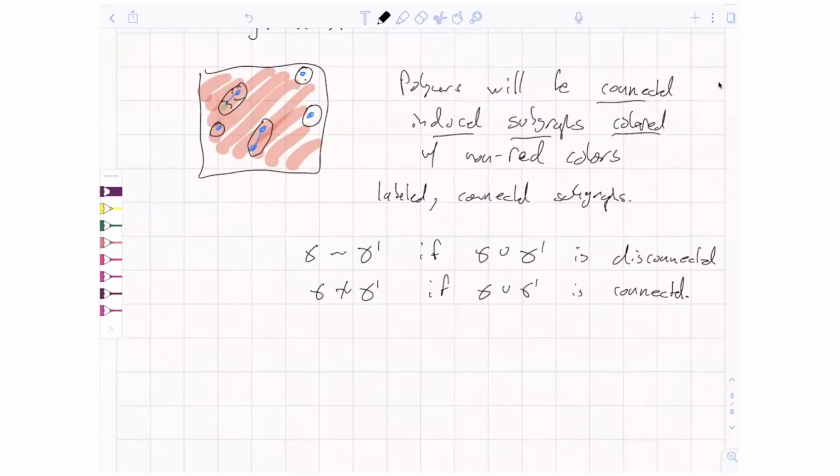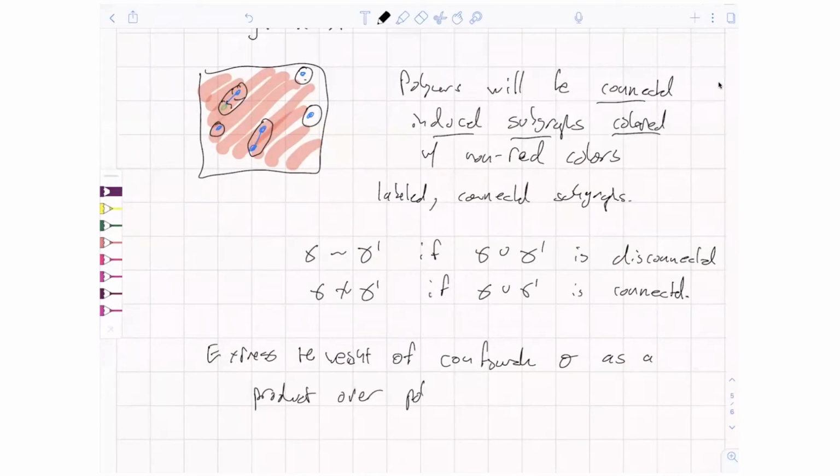And now what do I want to do? I want to express the weight of a configuration sigma as a product over polymers. Remember, this was a key aspect of the multivariate hardcore model, that the weight of a configuration factorizes over the objects. And so we really want that to happen here.